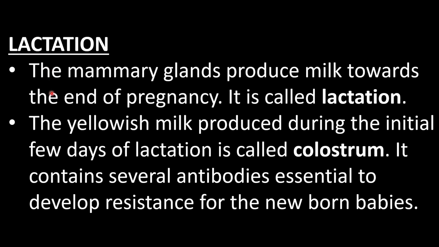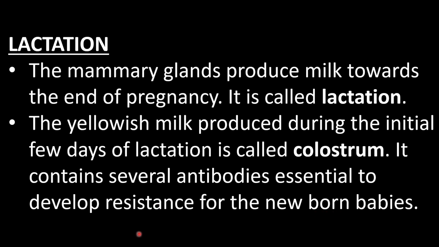Next is lactation. The mammary glands produce milk towards the end of the pregnancy. It is called lactation. The yellowish milk produced during the initial few days of lactation is called colostrum. It contains several antibodies essential to develop resistance for newborn babies.